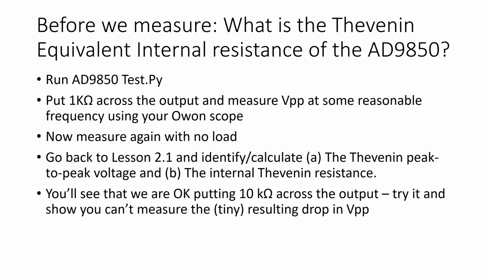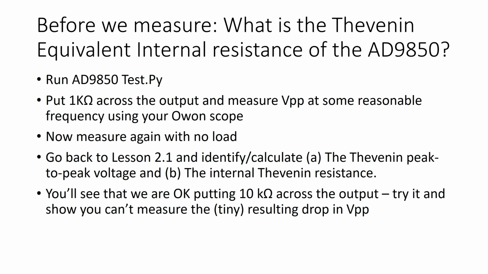You should then be able to use the math from lesson 2.1 to calculate the Thevenin internal resistance of the AD9850. You'll see that it's quite a reasonable number of ohms, but it's not so much that a 10 kilo ohm resistance will have any significant effect on the output of the AD9850, and I urge you to test this for yourself by putting a 10 kilo ohm resistor across the output and ground and seeing that you can barely see any sign of a voltage drop with a 10 kilo ohm load.